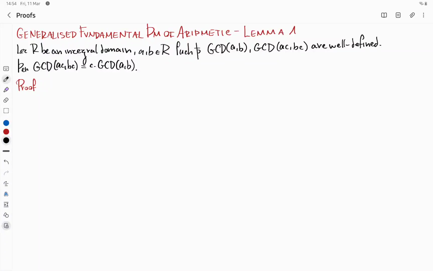We'll be talking about the first lemma. We'll need it to prove the generalized fundamental theorem of arithmetic. So what is our setup?